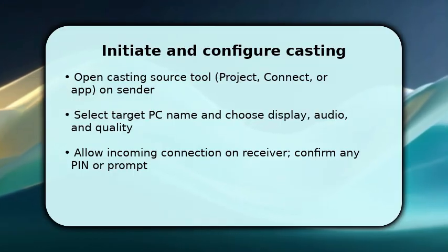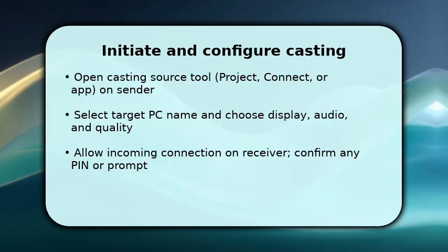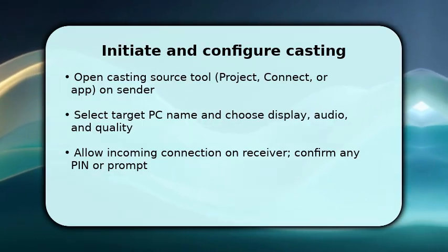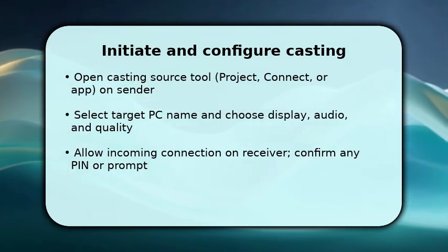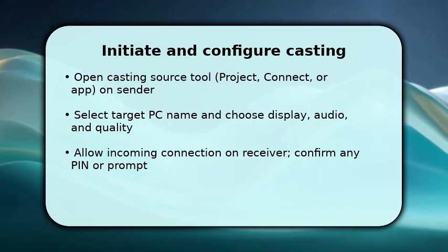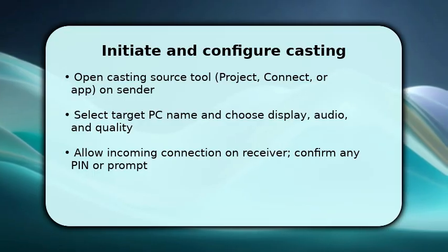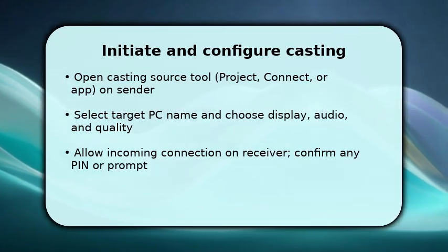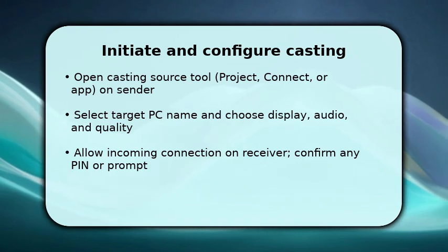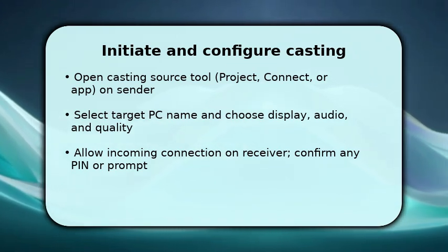Open the project menu or your casting app, choose to connect to wireless display or server, and pick the target PC name shown. Configure what you send, entire display, single app window, and whether to include audio, lower resolution if latency is an issue. On the receiving PC, accept the incoming connection and enter any PIN or confirm the prompt. Once connected, adjust scaling and audio devices so the cast matches your intended use.